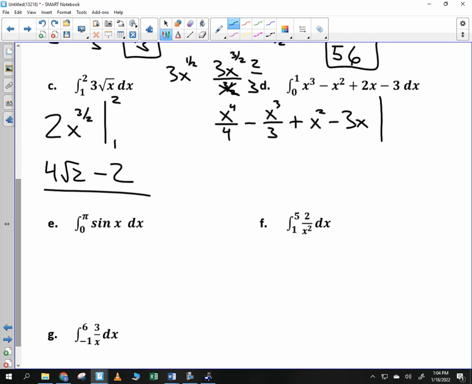Evaluate it at 1 and 0. What do you get if you plug in 1? 1/4 minus 1/3 plus 1.